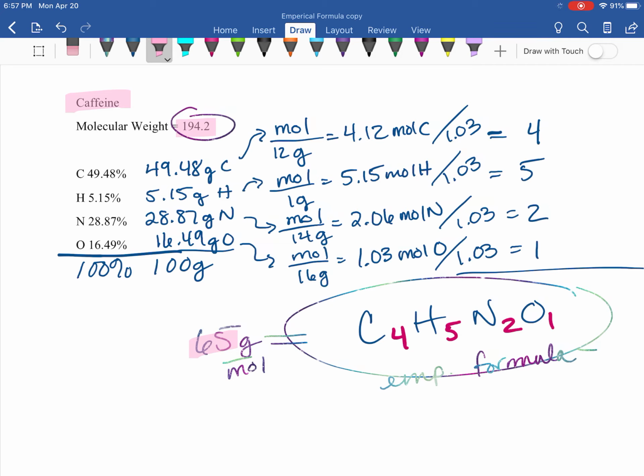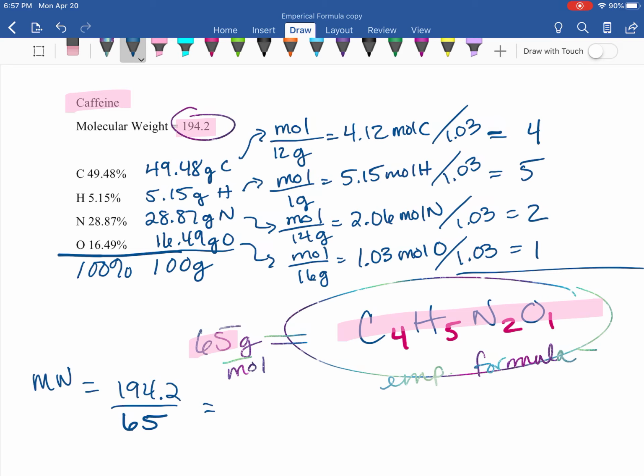Okay, now that is not the same as my molecular weight. So that means the empirical formula is our lowest whole number ratio, but it is not our molecular formula. We have to keep this same relationship, but it is okay if it's doubled or tripled or quadrupled. We just have to figure out how. So I'm going to take my molecular weight, 194, and I'm going to divide it by 65 and see what I get.